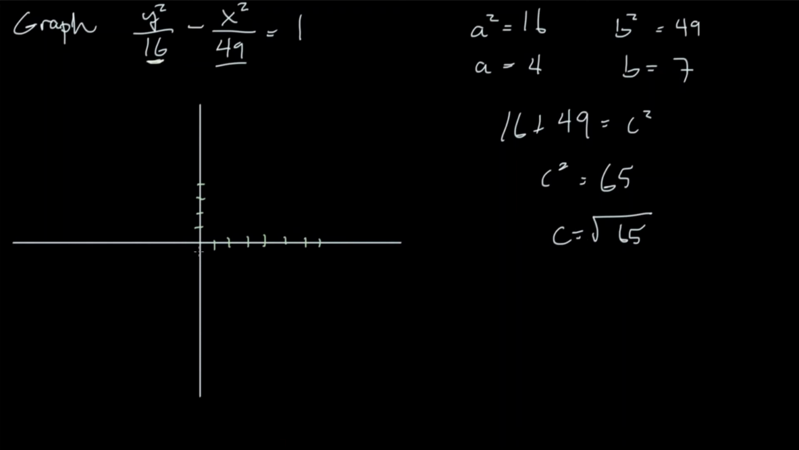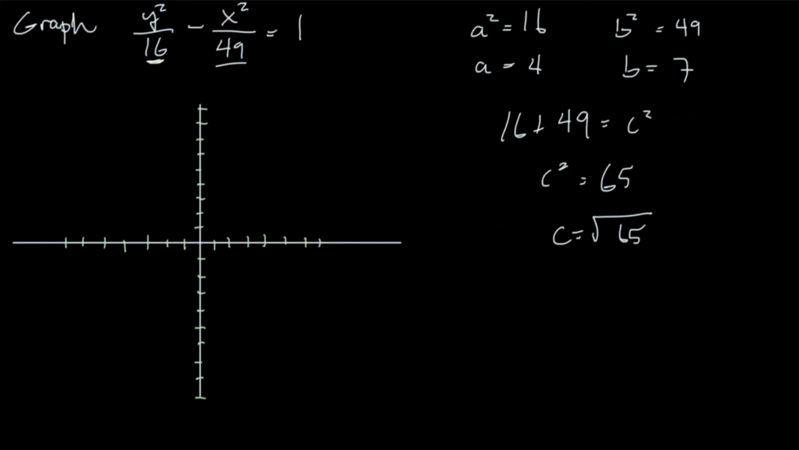So we do have a vertical transverse axis, so the foci will be on the y-axis, so we need to go a little bit more than 8 in the y direction. So 1, 2, 3, 4, 5, 6, 7, 8, and we're going to be like 8.1-ish. So I need to go up to 9. 1, 2, 3, 4, 5, 6, 7, 8, 9. Over here, 1, 2, 3, 4, 5, 6, 7.